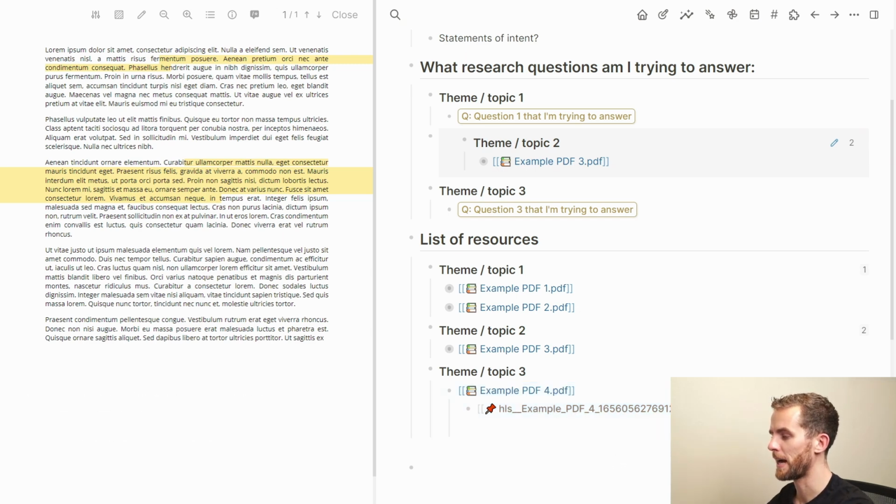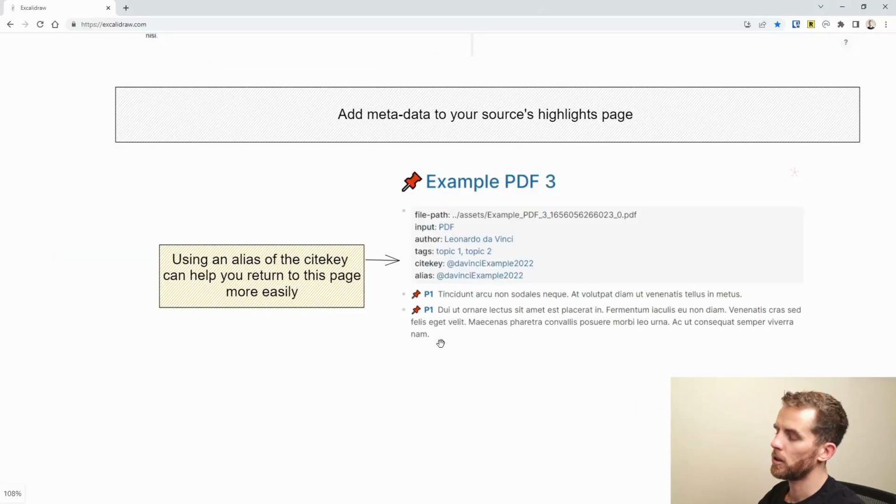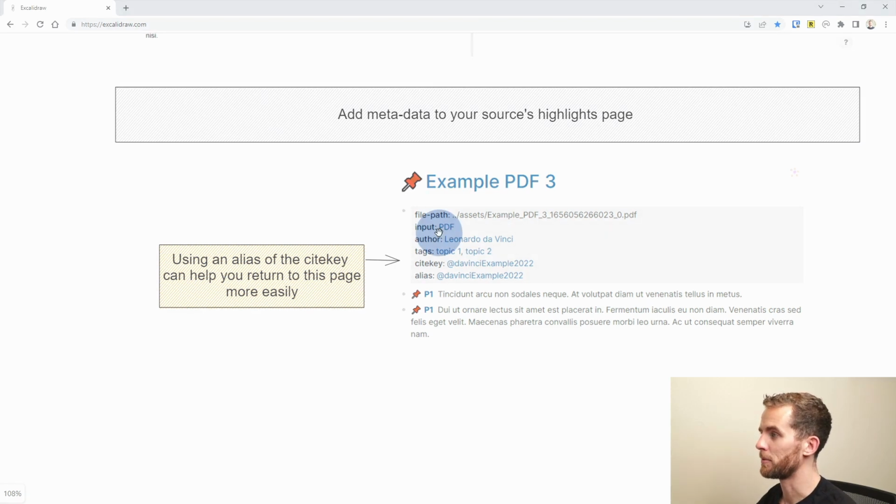Okay, getting back to Excalidraw. When I start taking notes on this PDF, I don't really have much information about it, and I don't know how I'm going to find that PDF or those annotations again. So what I do is I add metadata to the highlights page itself. That just helps me find that later down the line. So I tag it with an input, or I add a page property: input PDF, author Leonardo da Vinci, tag, so I can find it again.